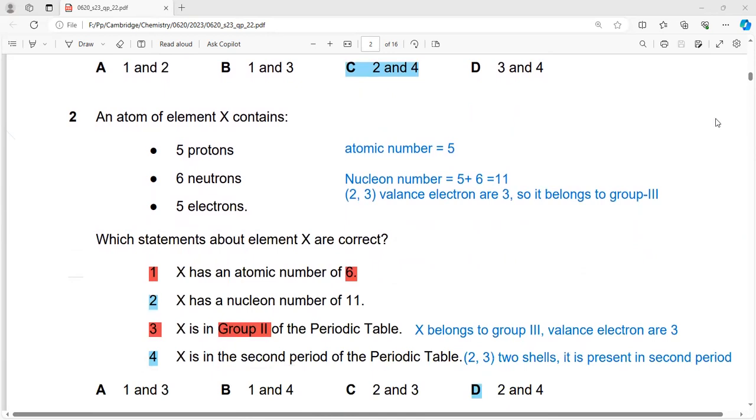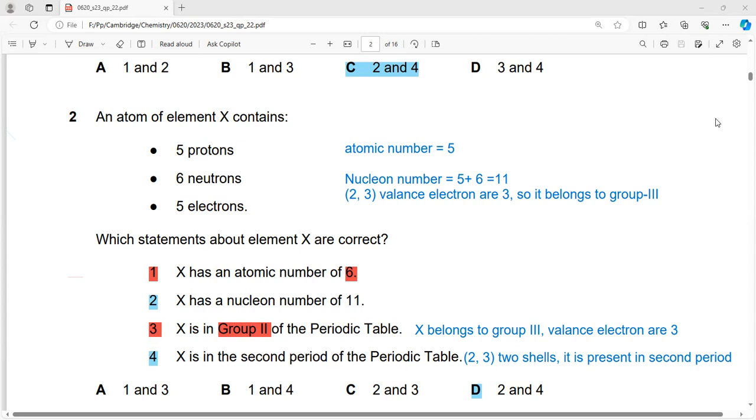In question number 2, an atom of element X contains 5 protons, 6 neutrons and 5 electrons. So the atomic number is equal to 5, and the nucleon number, meaning the atomic mass, is the proton number plus the neutron number, equal to 11. The electronic arrangement is: the first shell contains 2 electrons, and the second shell has the remaining 3 electrons. So the valence shell contains 3 electrons, which means it belongs to group 3 in the periodic table.